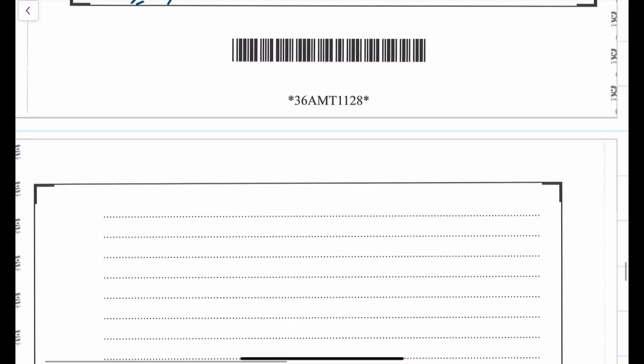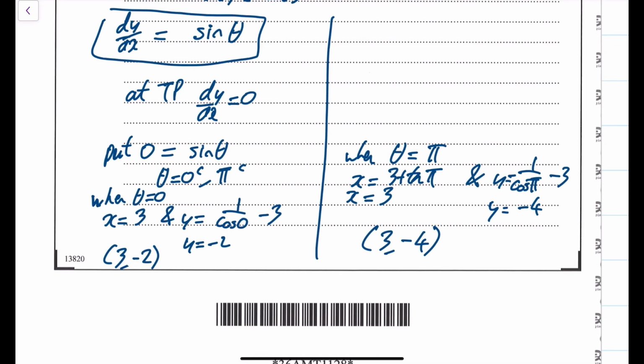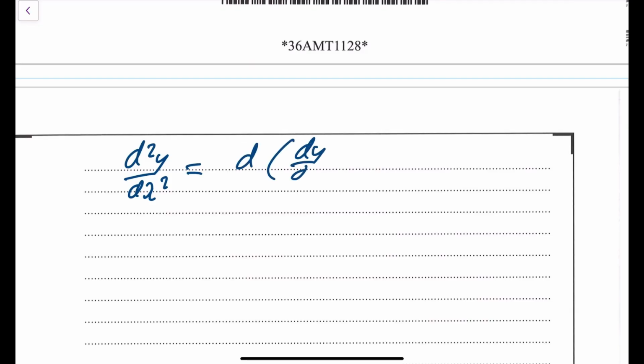Okay, right, we've got our two turning points. Here they are. We'll just highlight them here for us. We have (3, -2) and (3, -4). So directly above each other, but we don't know their nature. So we need to find their nature. How you find the nature of a turning point is your d2y by dx squared. And then parametrically, what you've got to do is differentiate your dy by dx with respect to theta, and then multiply that by d theta by dx.